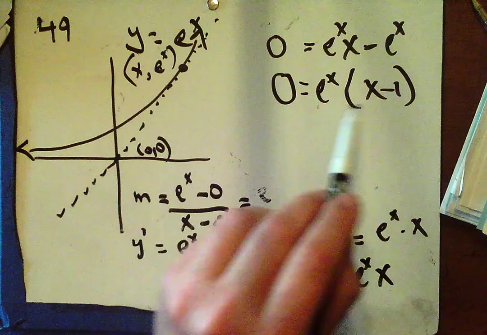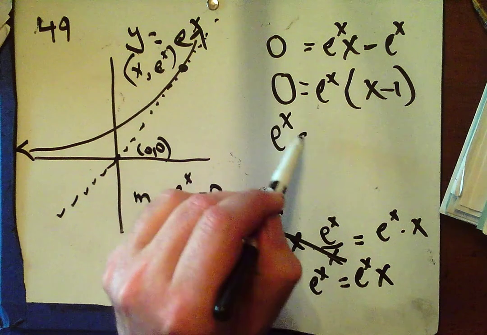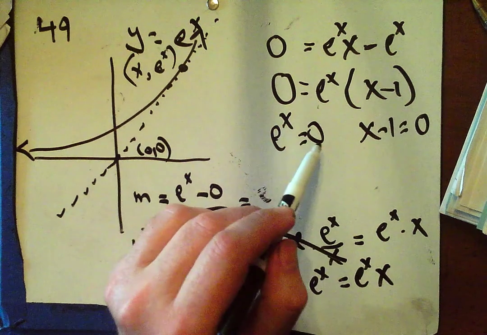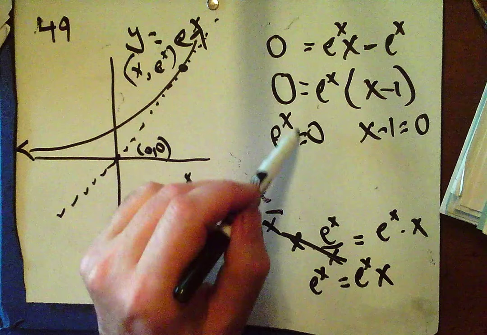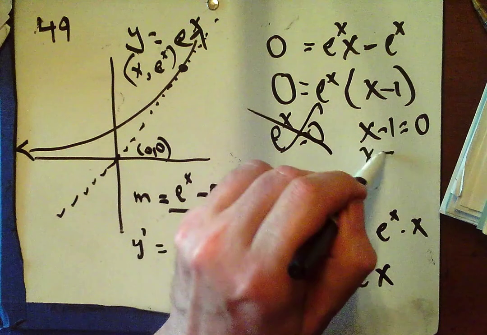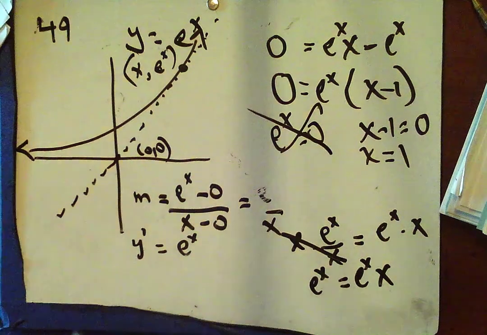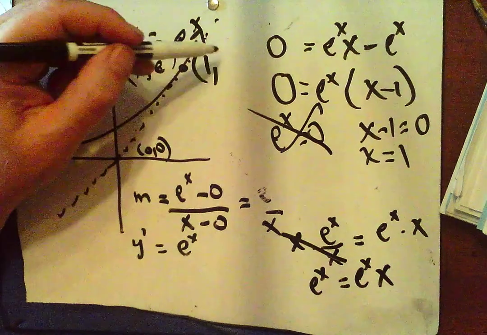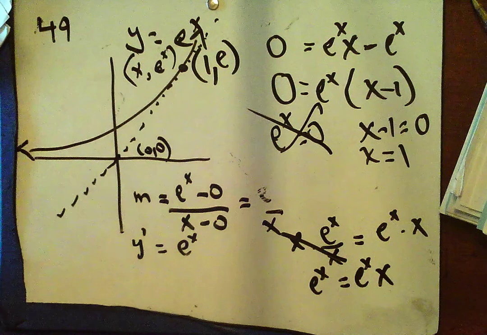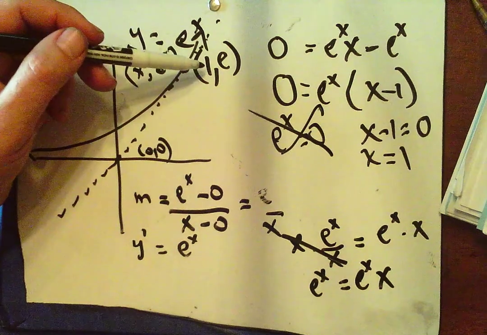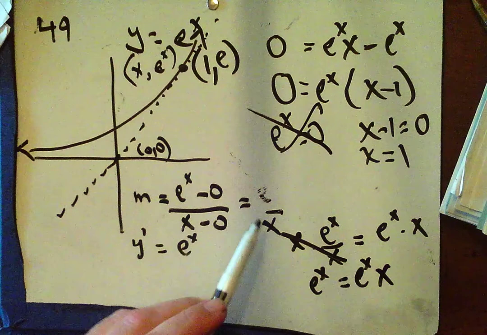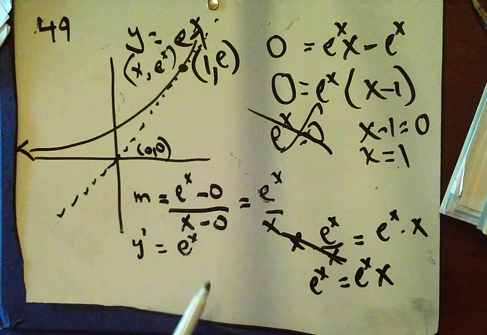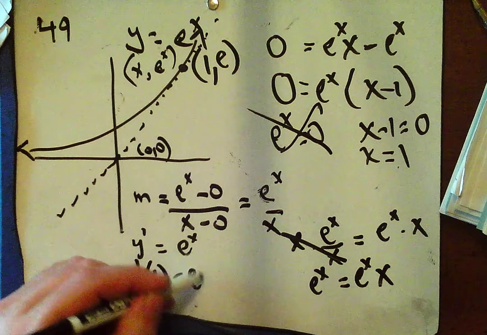And so now I'm going to solve this by setting each factor equal to 0. Well, e to the x is never equal to 0. This is an exponential function. There's a horizontal asymptote at 0. So I don't get anything from that. But I do get x equals 1. So this point has x equals 1, and then e to the 1, or e, for the y-coordinate. So now I've got the ordered pair for the point. I still need the slope. So we could put our 1 in either place. y prime of 1 equals e to the 1.